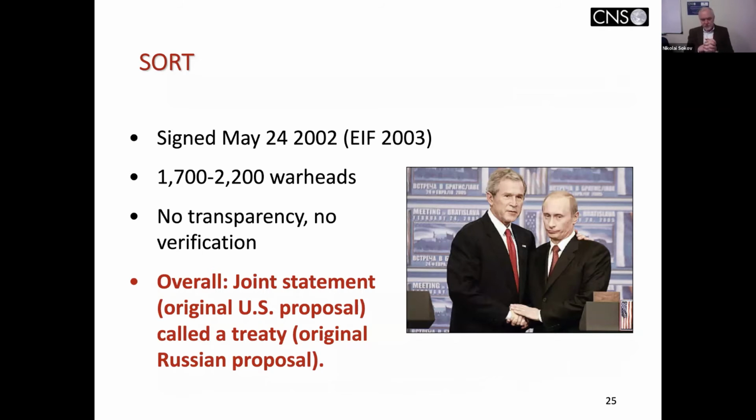In 2002, under the initiative of George W. Bush, the United States and Russia finally signed a new treaty, the Strategic Offensive Reductions Treaty. I would say it was probably the worst arms control treaty in history, at least that I know. Well, at least in nuclear weapons. Yes, it did provide for quite deep reductions, but it had no transparency, no verification, nothing.